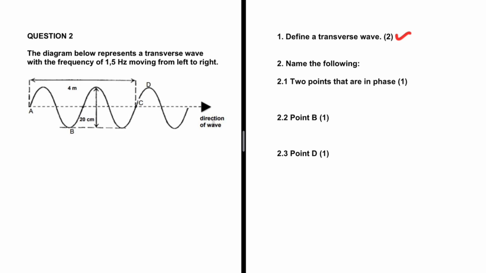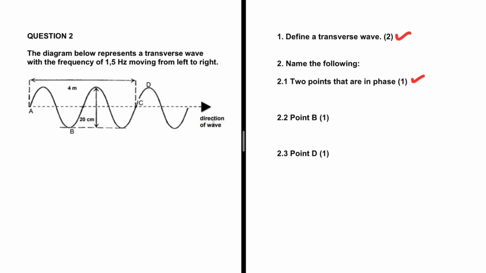Let's take a look at the second question. Name 2 points that are in phase. Again, by definition, if 2 points are in phase, they have a whole number of wavelength in between them. If there's one wavelength between the 2 points, they are in phase; 2, in phase; 3, in phase; 100, in phase, as long as it's a whole number of wavelength in between the 2 points.